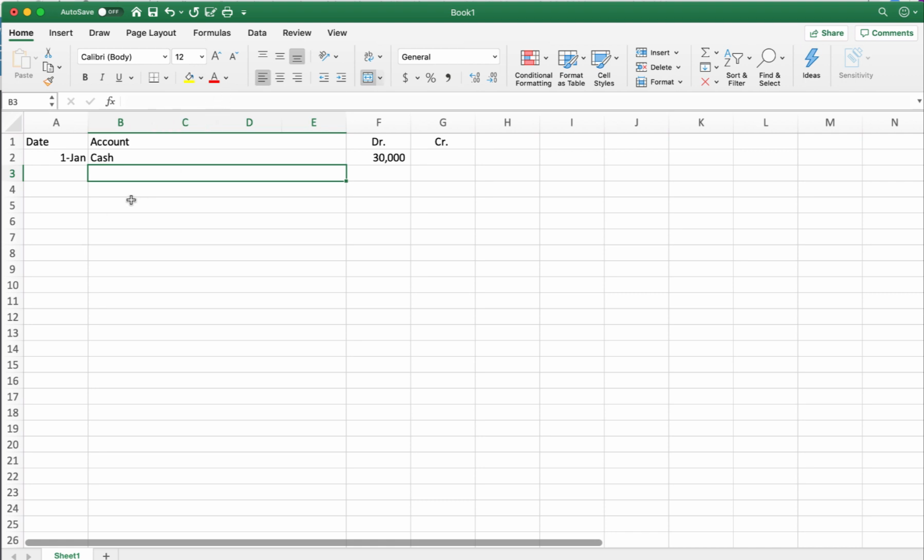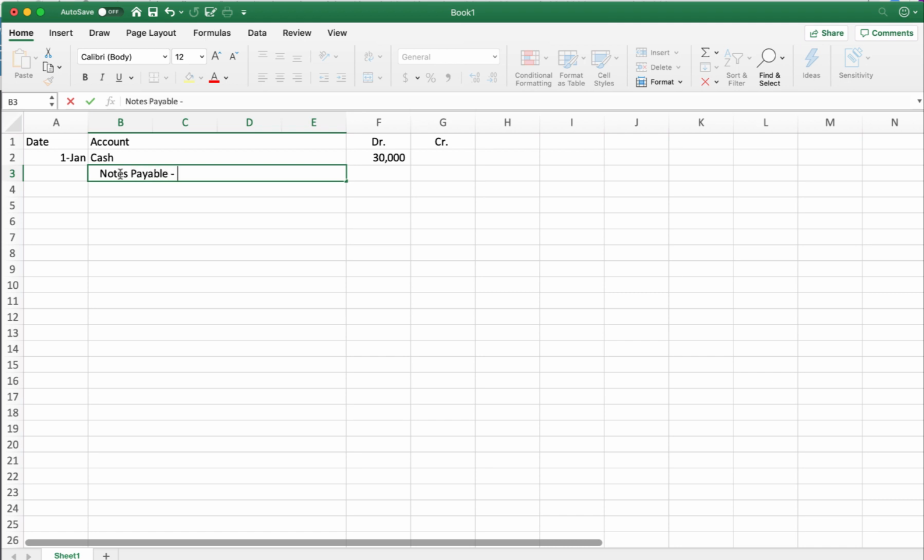And I'm going to credit notes payable. Now, when we're doing our journal entries, debits always go first, credits always go second. Always indent your credit. This is proper form, okay? So I click my increase indent button once. I'm going to come down here and type in notes payable.